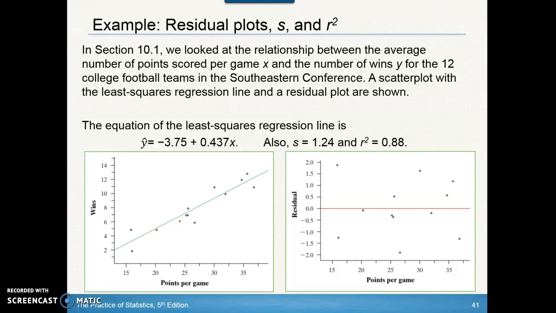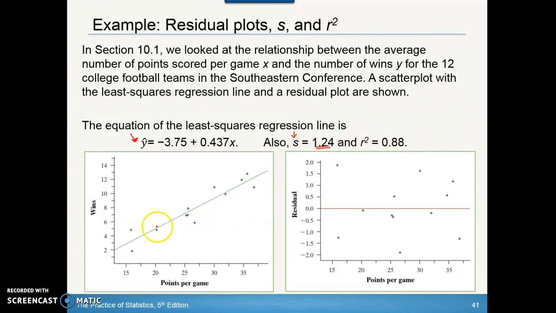Let's take a look at an example that compares the residual plots, S, and R squared. So in section 10.1, we looked at the relationship between the average number of points scored per game and the average number of wins for 12 college football teams in the Southeastern Conference. A scatter plot with a least squares regression line and a residual plot is shown below. So here's our scatter plot. Here is our S, that means the standard deviation of the residuals is 1.24, and R squared is 0.88.